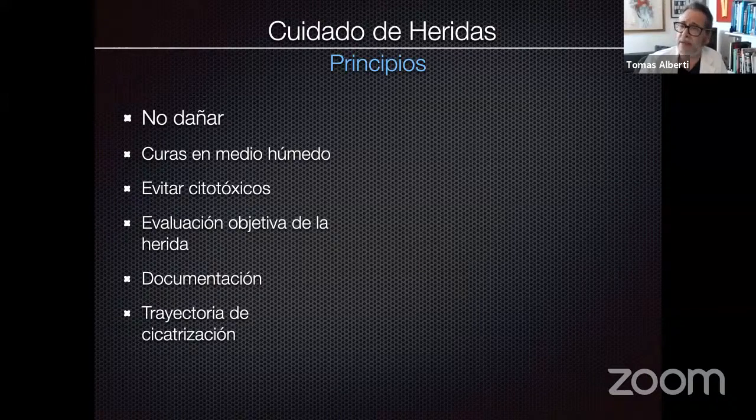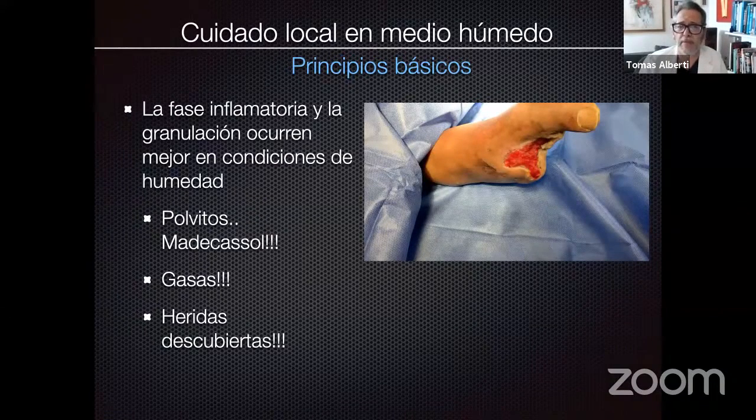Hay otros puntos además. La herida tiene que ser evaluada de una manera objetiva, tiene que ser documentada probablemente, y la trayectoria de cicatrización es muy importante para diseñar lo que vamos a hacer dentro del tratamiento local del paciente. Entonces, todos estos principios son aplicables tanto a las úlceras venosas como a los pies diabéticos y demás heridas crónicas. Sin embargo, no son exactamente aplicables. Es verdad que en condiciones de humedad, la fase inflamatoria y de granulación de la cicatrización de una herida ocurre de una manera más rápida, que es el motivo por el que secar una herida con polvos, gasas, tener una herida descubierta es inapropiado.